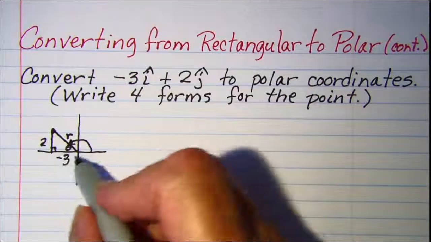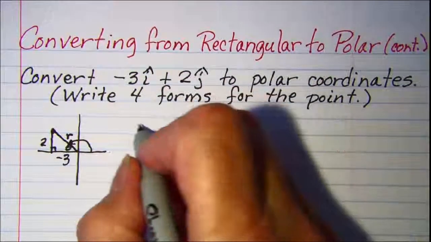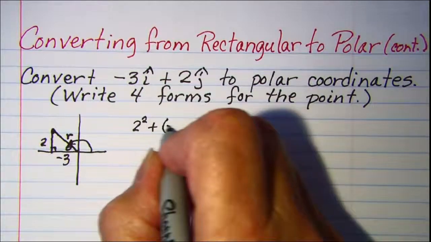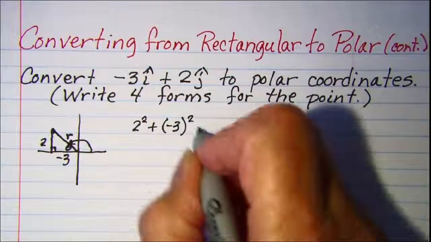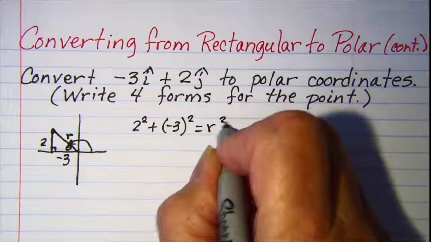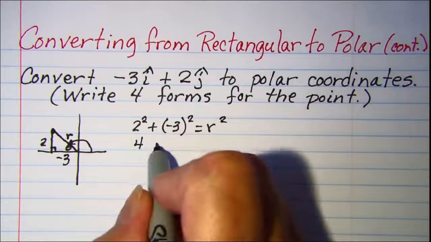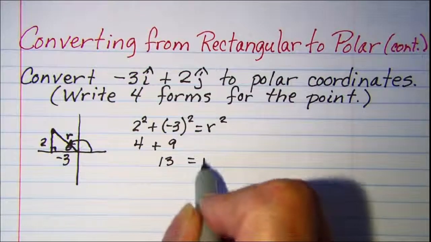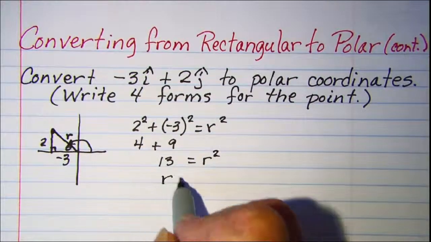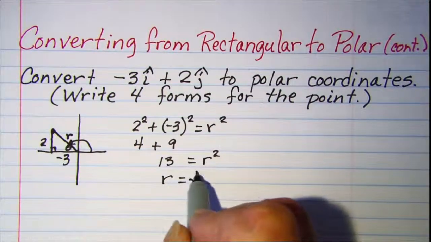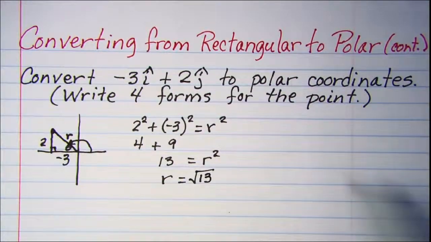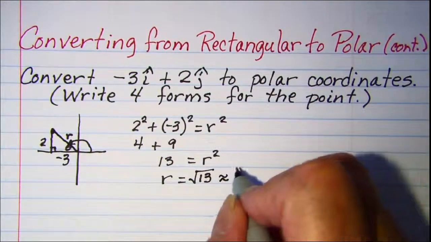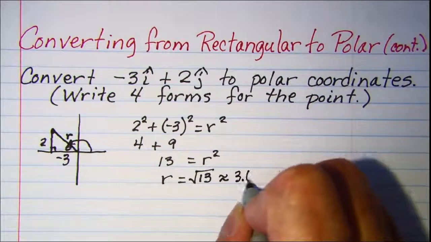So let's use the Pythagorean theorem to find r. We have 2 squared plus negative 3 squared equals r squared. 4 plus 9, 13 is r squared, so r is the square root of 13 when we square root both sides. Now this is approximately 3.6.